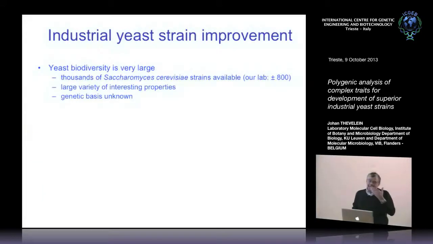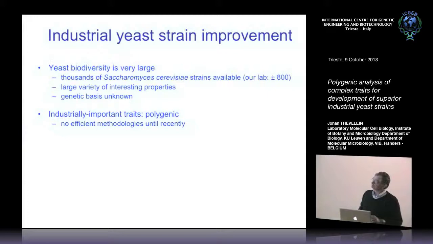In spite of that, the yeast biodiversity is very, very large, is enormous. In our lab, we have about 800 Saccharomyces cerevisiae strains. When you screen them for different properties, you get a very large variety of differences between the strains. Actually, in Italy, there is a very good Saccharomyces cerevisiae collection with a few thousand strains. And the genetic basis of this variation in these properties is unknown. And if we would know it, we could use it to develop improved strains.